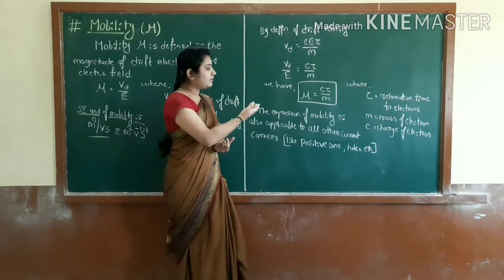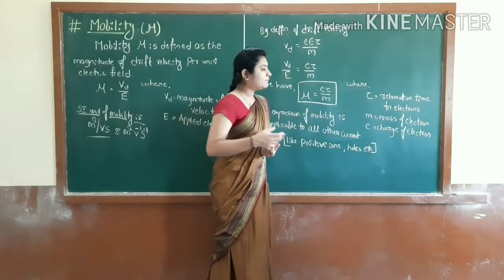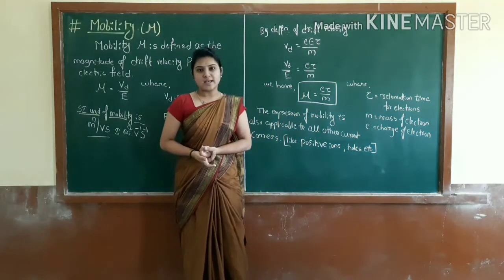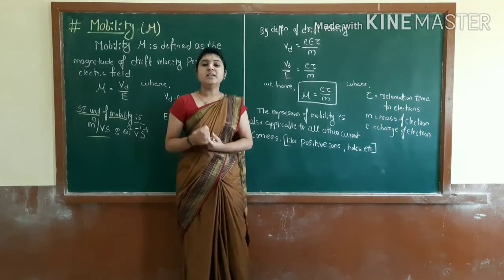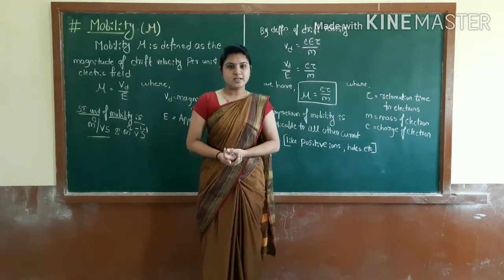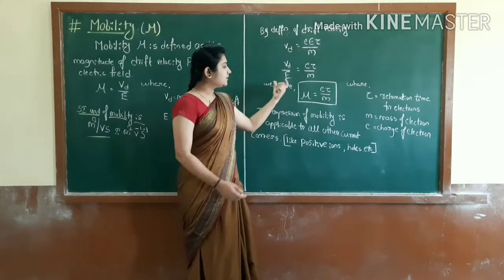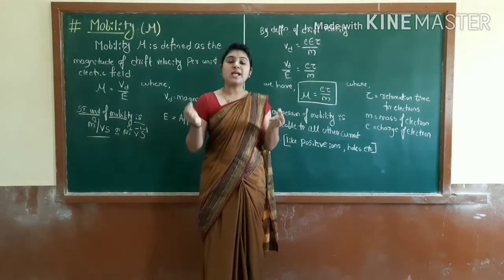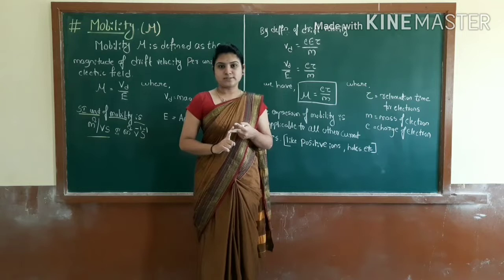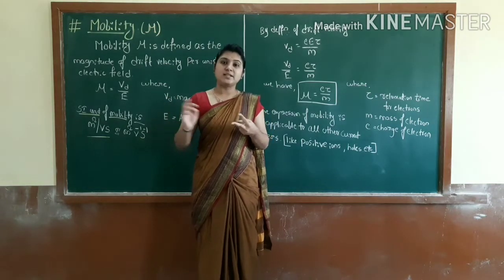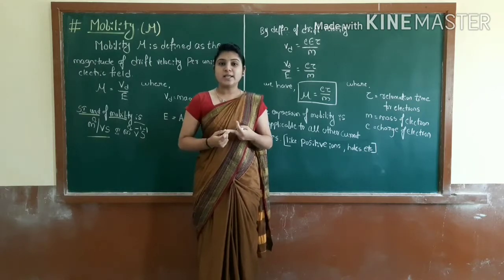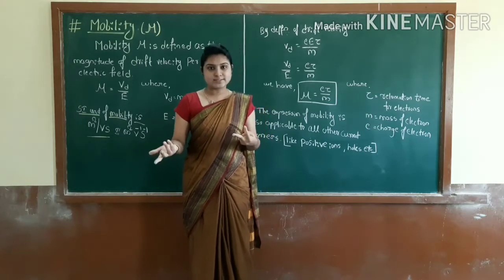Yes, this is the mathematical expression of the mobility. Correct? So tau is the relaxation time for the electrons, m is the mass of the electron and e is the charge of the electron. Correct? So students, this expression we apply not only to the electrons but also to other charged particles, like positive ions you can take, and one more, the holes.